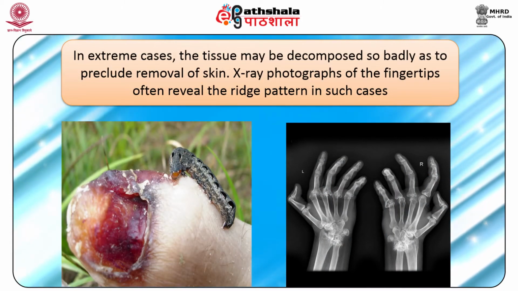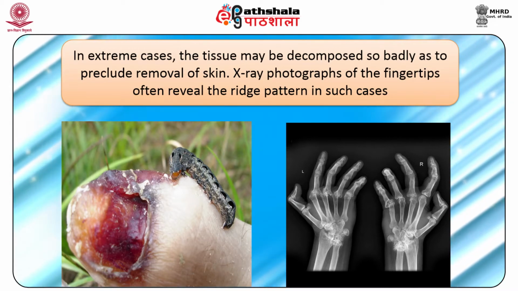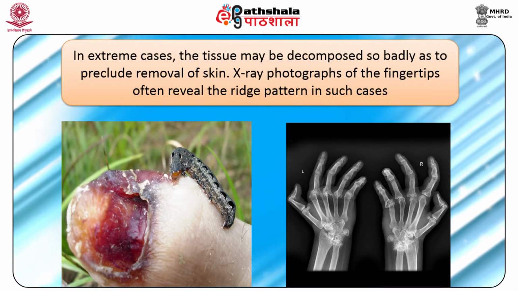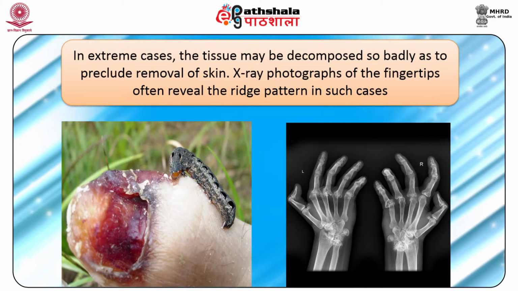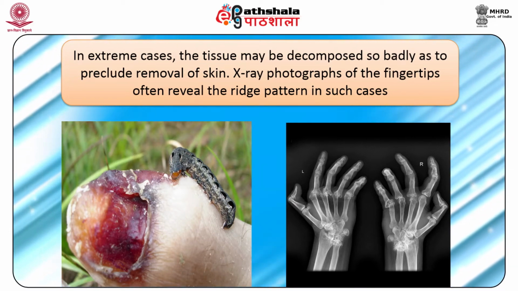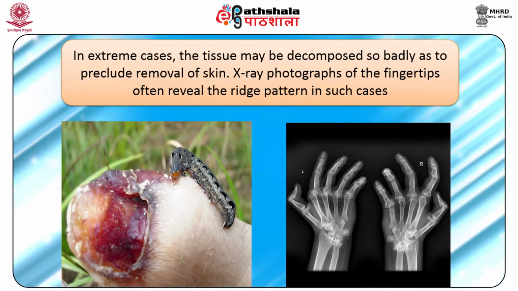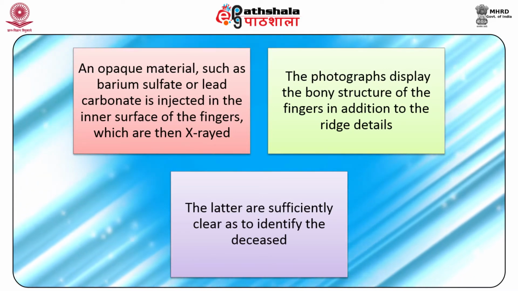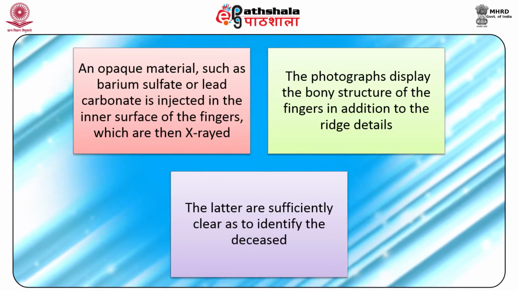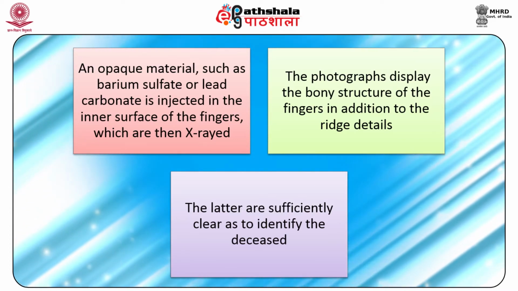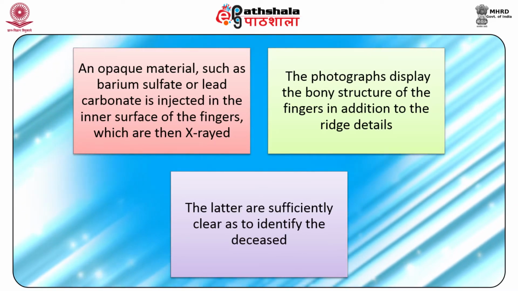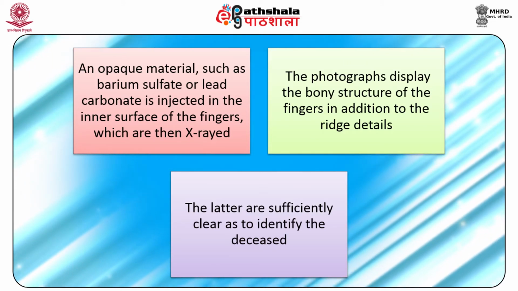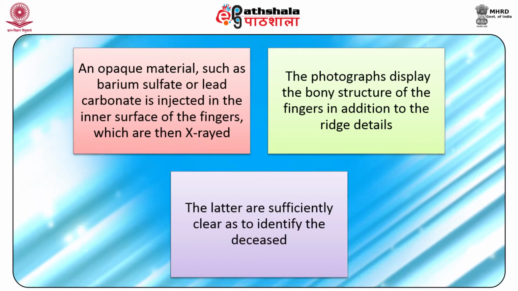In extreme cases, the tissue may be decomposed so badly as to preclude removal of skin. X-ray photographs of the fingertips often reveal the ridge pattern in such cases. An opaque material such as barium sulfate or lead carbonate is injected in the inner surface of the fingers, which are then X-rayed. The photographs display the bony structure of the fingers in addition to the ridge details.